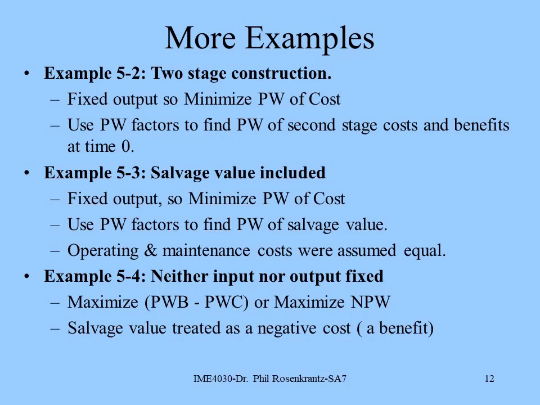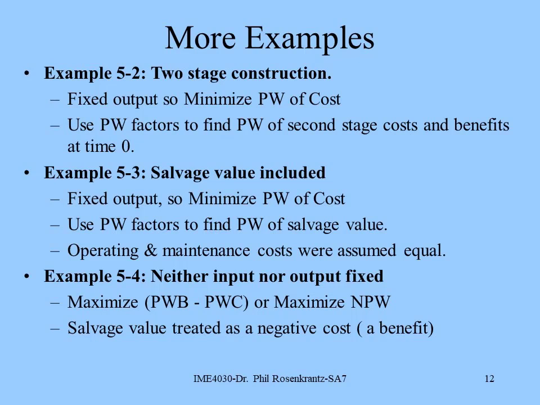So you can compare alternatives that have different construction stages. All you're going to really do, in this case, we have a fixed output situation, so we want to minimize the present worth of cost. And so we use present worth factors to find the present worth of the second stage of costs and benefits, all at time 0. And now we have two numbers, one for each alternative, that we can compare. So look that over for its subtleties, and you'll see the advantage of the present worth analysis.